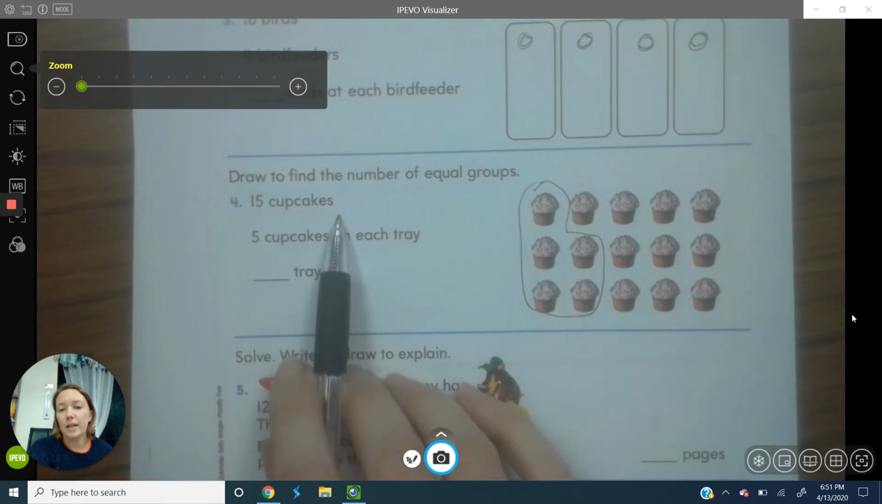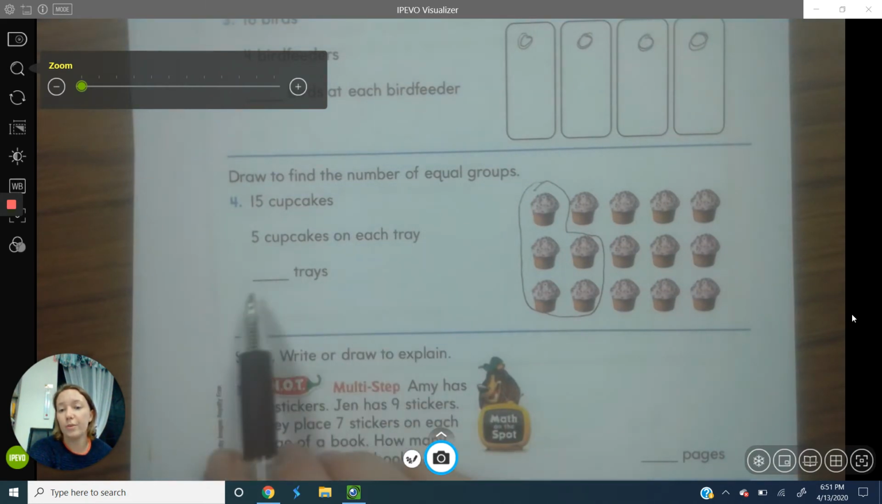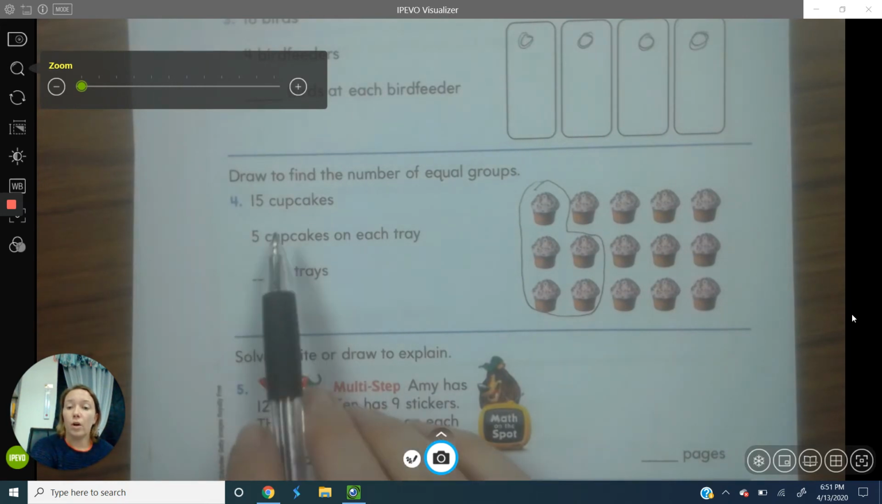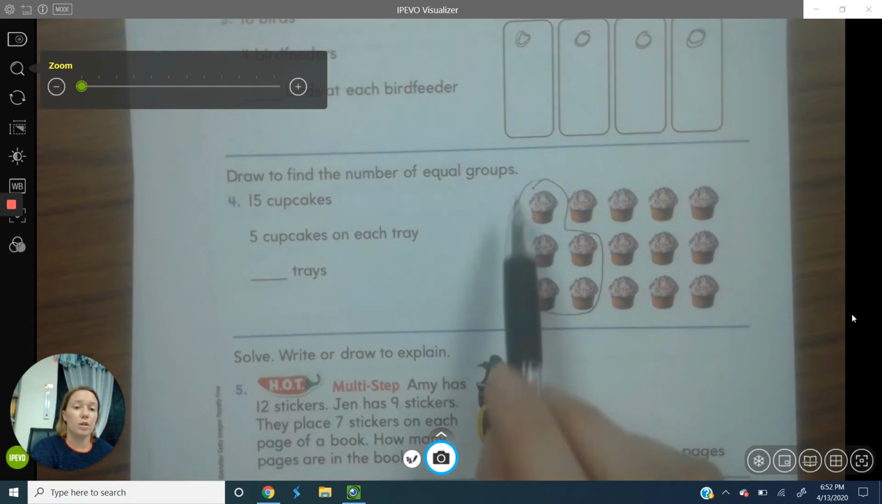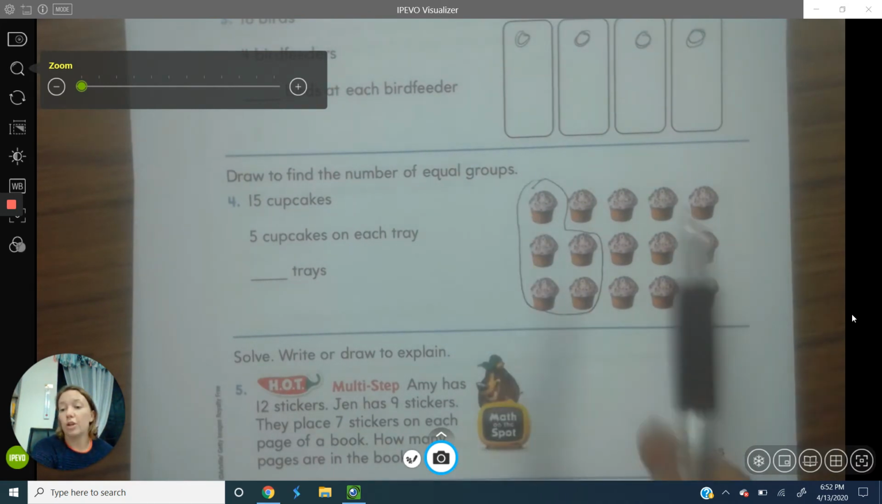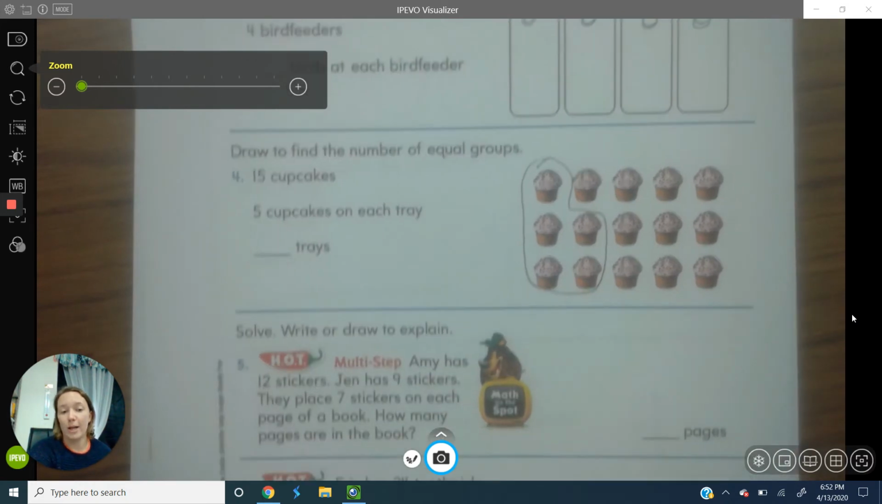We have cupcakes, and I want to know how many trays. So they want to know how many groups. There are 5 on each tray. How many groups of 5? So you're going to circle out 5, another 5, and another 5, and see how many groups of 5 there are.